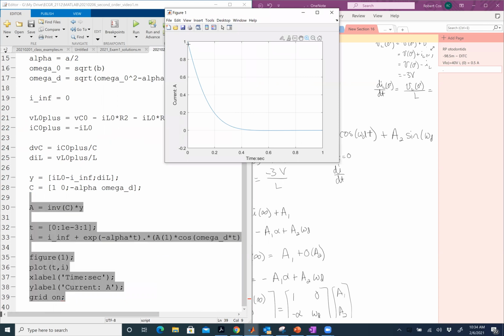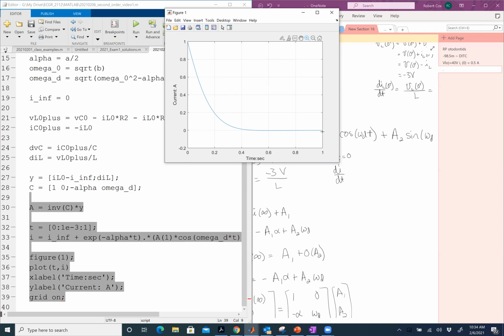So I see, just like I expected, my current starts up here at 1. That's what we had expected. That was our initial condition. We said it had initially a negative derivative, right? So I see that he's starting to head downwards as time advances. That's a negative derivative, a negative slope. And then he heads towards 0 as time advances.